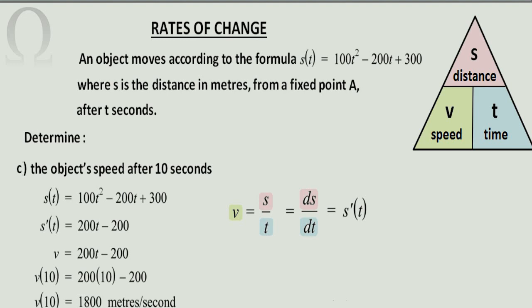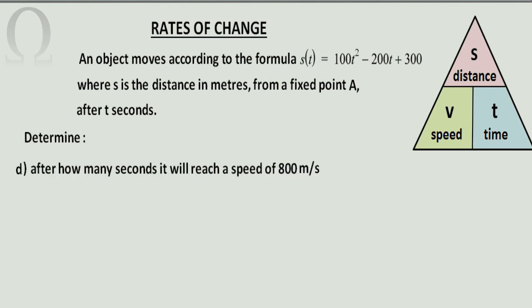Next, we are required to determine after how many seconds the object will reach a speed of 800 meters per second. Thus, 800 = 200t - 200. Solving for t gives us t = 5 seconds. So, after 5 seconds, the object will have acquired a speed of 800 meters per second.